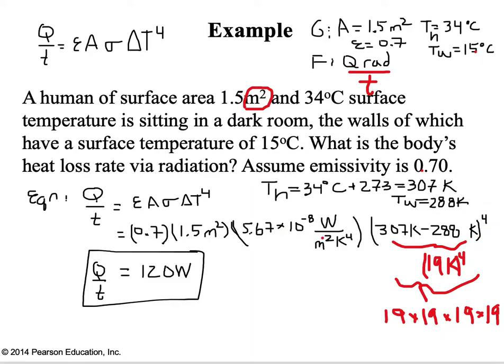We multiply everything out and we end up with the amount of heat that's being transferred to the room from the human at a rate of 120 watts. That means 120 joules per second. It's a high rate of heat transfer. This human's going to cool off rather quickly.